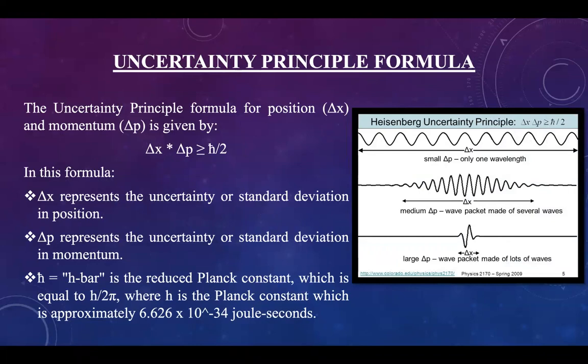H bar, which is pronounced as h bar, is the reduced Planck constant, which is equal to h by 2 pi, where h is the Planck constant, which is approximately equal to 6.626 multiplied by 10 to the power minus 34 joule per second. And in the picture, Heisenberg's uncertainty principle is shown, where the small momentum, medium momentum and large momentum and their waves, and a wave packet made of several waves and only one wavelength, and a lot of waves are shown.